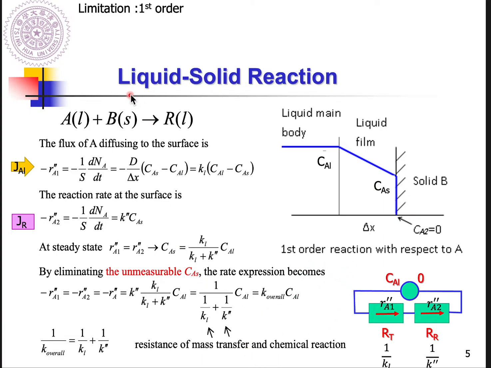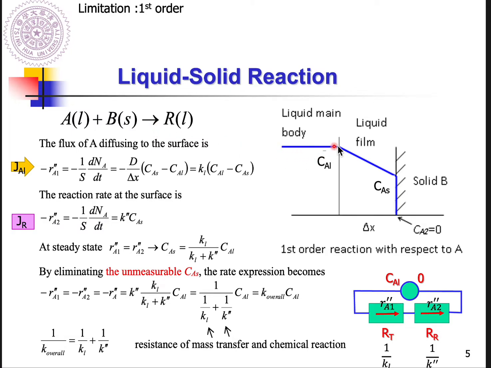The example we give you here is a liquid-solid reaction. So we have liquid A reacting with solid B, and then we generate liquid R. So we have a liquid main body A here, and this is a solid B, and it also has a chance to generate the liquid R. In order to simplify this heterogeneous reaction, we always assume that the product R can easily leave the surface of the solid B, so the reaction direction is always all the way to the right. So it's an irreversible reaction.